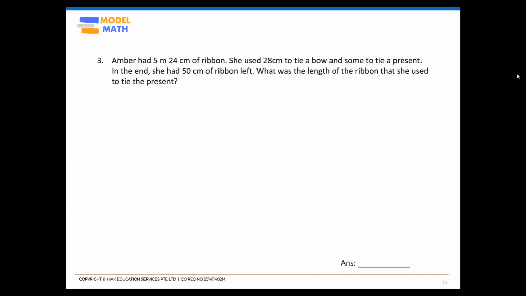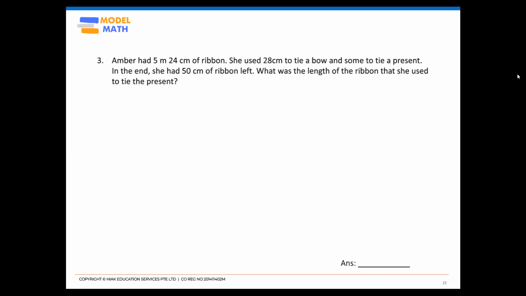Question 3. Amber had 5 meters and 24 cm of ribbon. She used 28 cm to tie a bow and some to tie a present. In the end, she had 50 cm of ribbon left. What was the length of the ribbon that she used to tie the present?